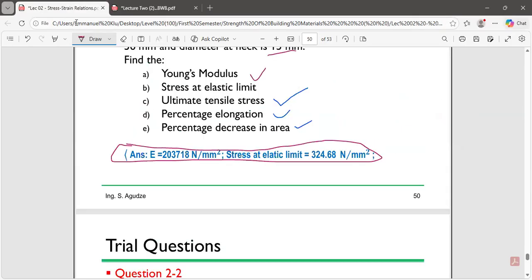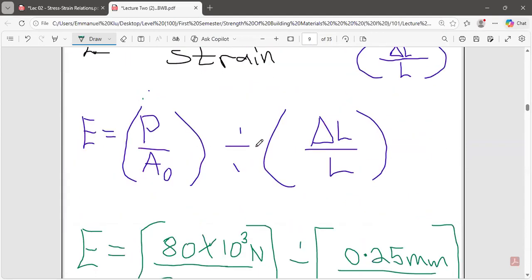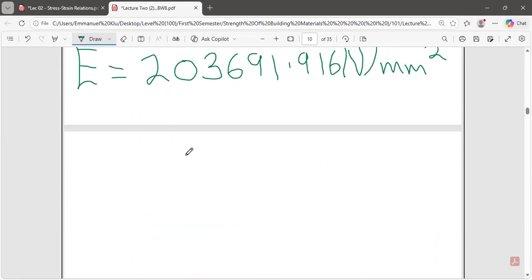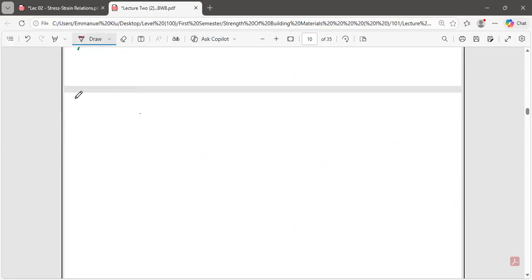Let's move on to solve our different question. So you can see our first answer is very precise. Let's calculate for the other one. Stress at elastic limit. So you're just going to use the load at the elastic limit to calculate for that. That is it over here. So the B is the stress at elastic limit.